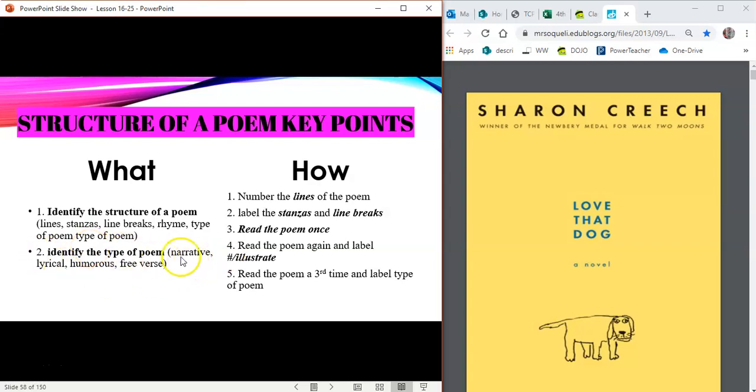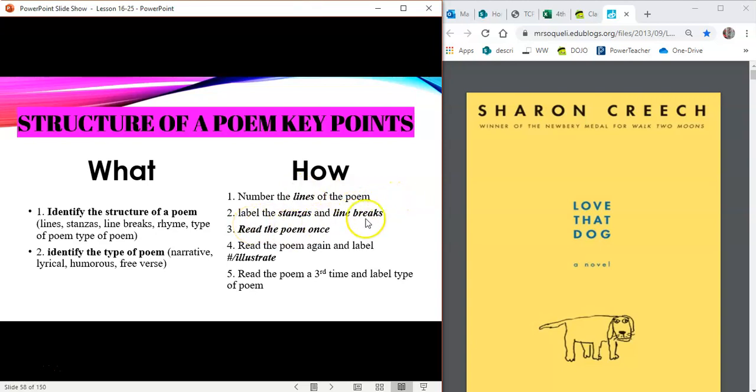Remember, the type of poem, it could be narrative. Is it telling us a story? Is it lyrical? Is it expressing the feelings? Does it sound like a song? Is it humorous? Are we laughing? Or is it a free verse? That means that nothing rhymes. So how are we going to do that, boys and girls? We have to number the lines of the poem.